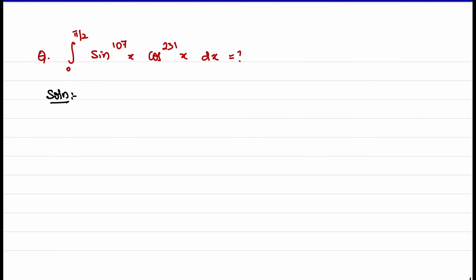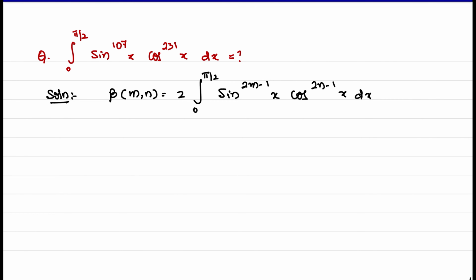I have defined beta and gamma functions in my previous lecture. What is the beta function? Beta(m, n) is equal to 2 into the integral from 0 to pi by 2 of sin to the power of (2m minus 1)x into cos to the power of (2n minus 1)x dx. This is one definition which we will be using now.